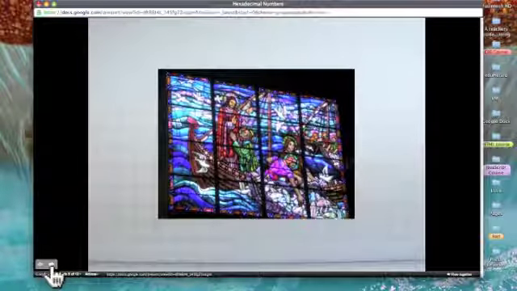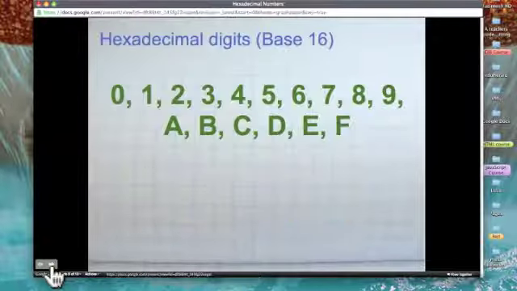So, moving on to base 16, or hexadecimal numbers. This is a number system based not on 10, but 16. Imagine if you had 16 toes, or 16 fingers. The digits for base 16 begin at 0 and range up to 9. And those are the only characters we normally recognize as numeric digits. But we need another 6 characters for base 16.